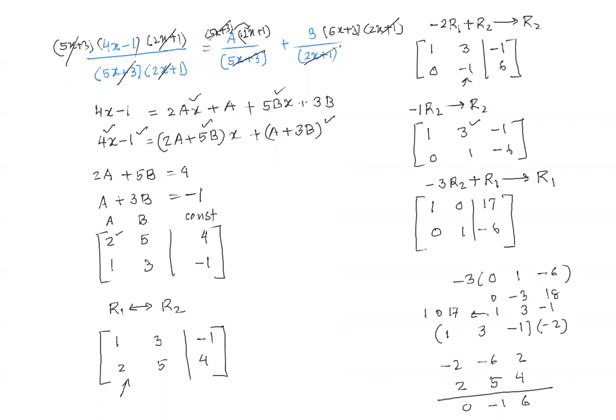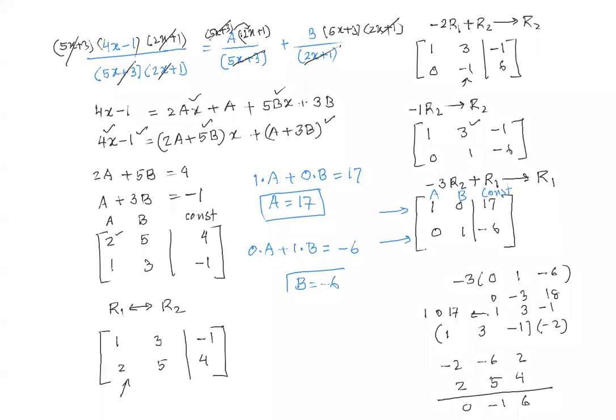And that, by the way, gives you the following: A, B, and constant. So the first row tells you 1 times A plus 0 times B is equal to 17, or A is equal to 17. The second row tells you 0 times A plus 1 times B is equal to -6, or B is equal to -6.